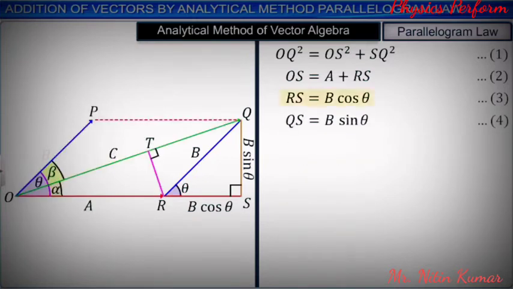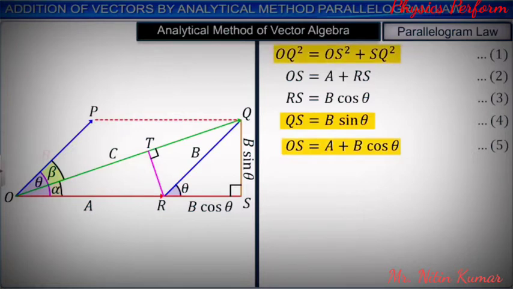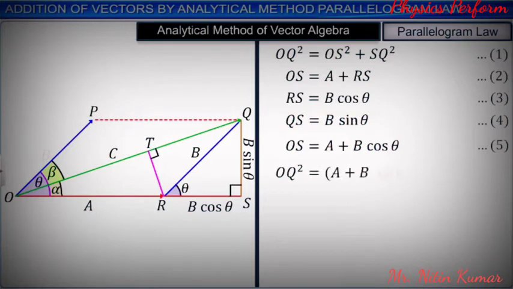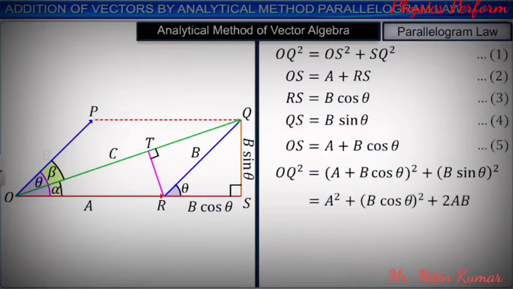Substitute equations 4 and 5 in 1. We get OQ square is equal to A plus B cos theta the whole square plus B sin theta the whole square, which is equal to A square plus B cos theta the whole square plus 2AB cos theta plus B sin theta the whole square, which is equal to A square plus B square sin square theta plus cos square theta plus 2AB cos theta. C square is equal to A square plus B square plus 2AB cos theta.